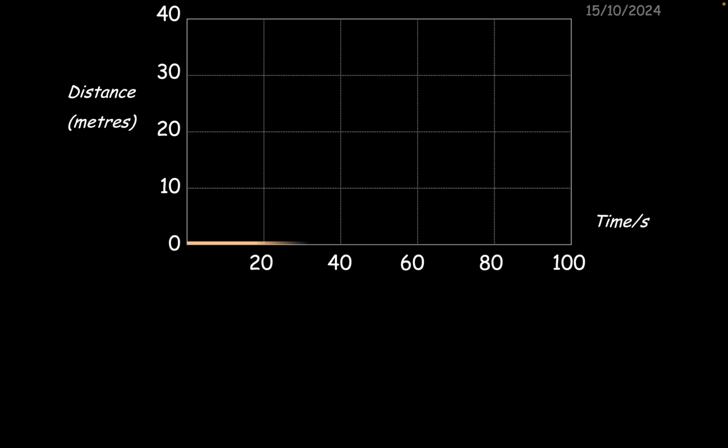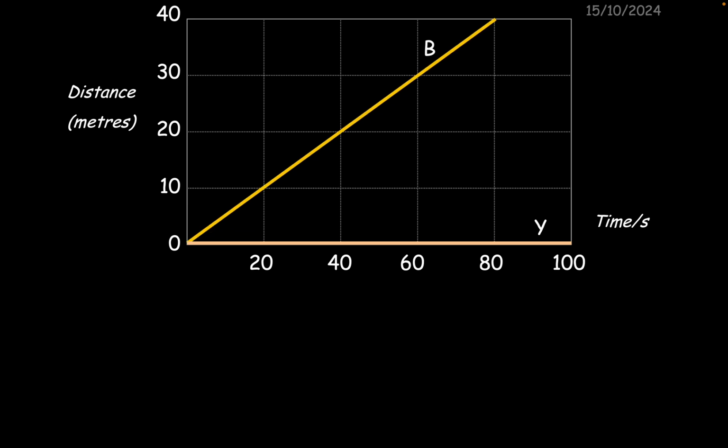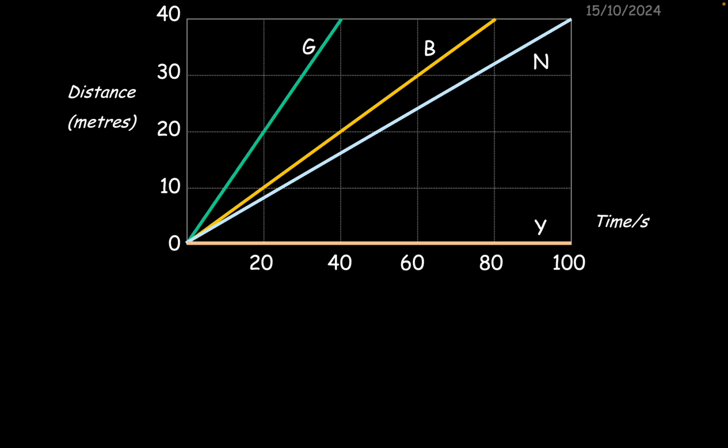Okay, so here we have a series of lines. Line Y, as you just saw, is going along the time axis, or along the x-axis, and the next one is going steeper, 40 meters in 80 seconds. This one has gone 40 meters in 100 seconds, and this one's gone 40 meters in 40 seconds. So it's about the steepness of lines on distance time graphs.